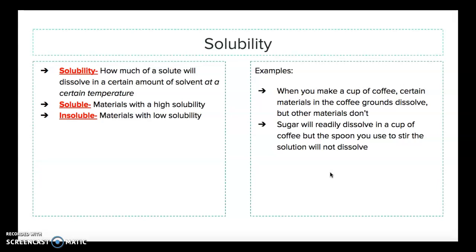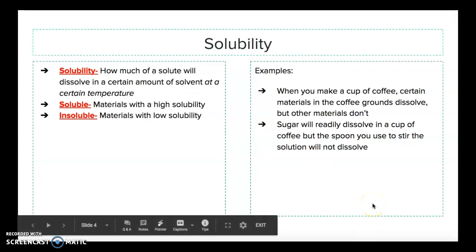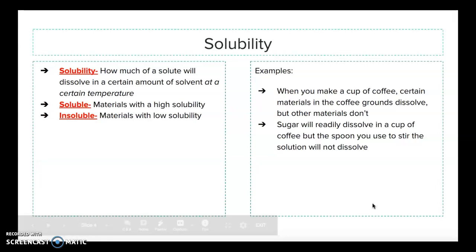Okay, so solubility. This definition of solubility is very important. It is how much of a solute would dissolve in a certain amount of solvent, and the key part of this definition is at a given or certain temperature. So this is temperature dependent, and we'll get into some factors that affect solubility, and temperature is going to be one of them. So we say that when materials have high solubility, they're considered to be soluble. When materials have low solubility, they're considered to be insoluble. So keep this in mind as I'm going through the factors and examples.